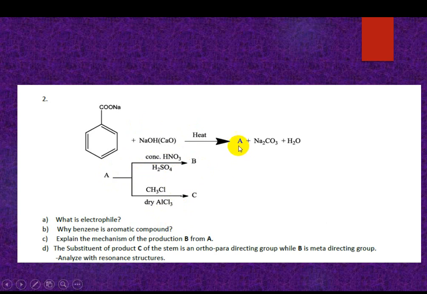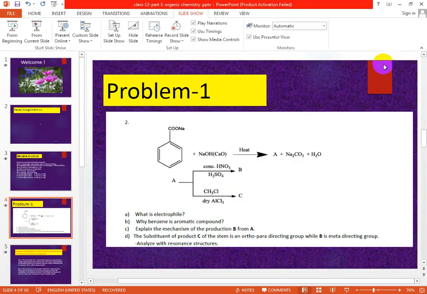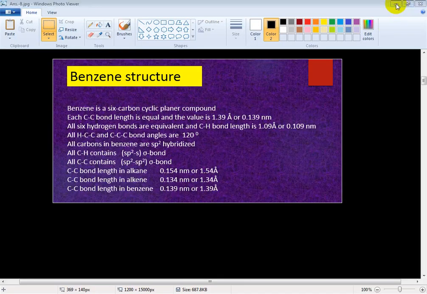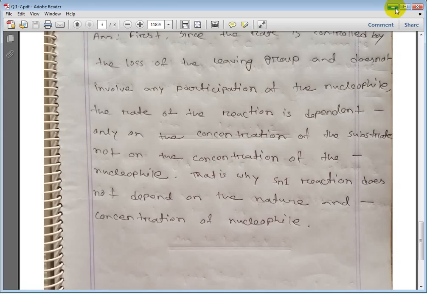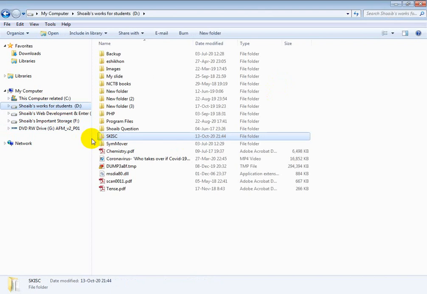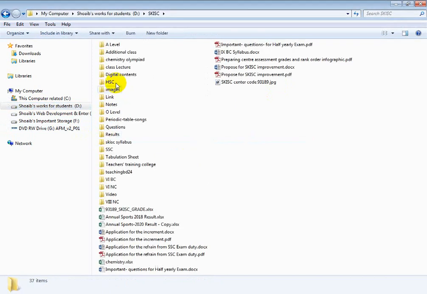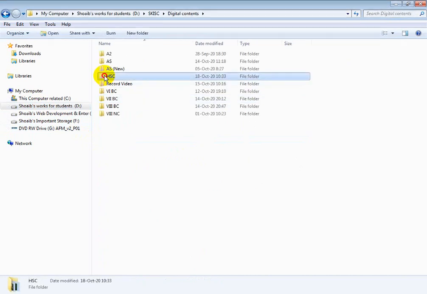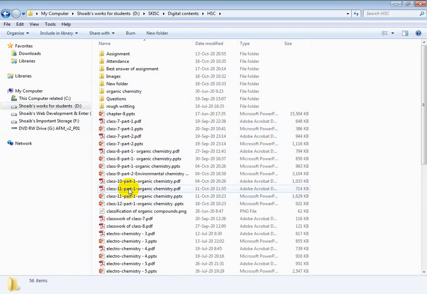What is the name of compound A? If you don't know A, how can you answer this question? You have to know this A. What is the name of this compound A? You don't know. I have to go back to the last class. You haven't seen this compound.